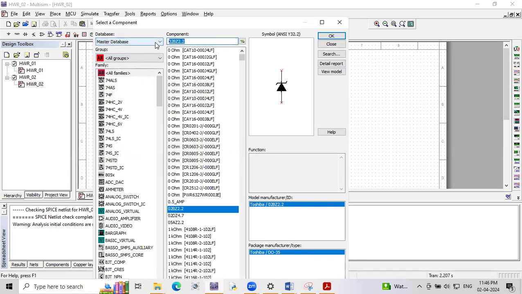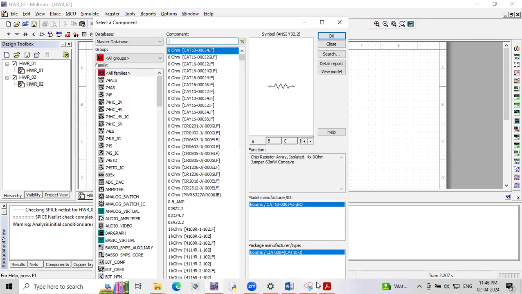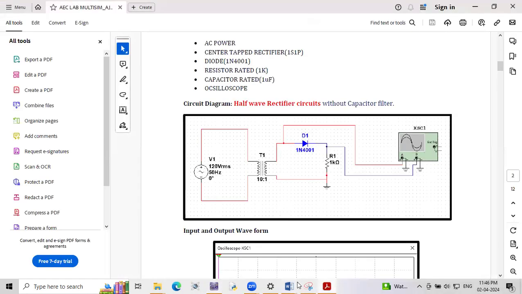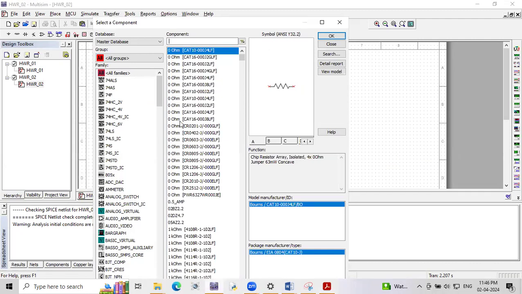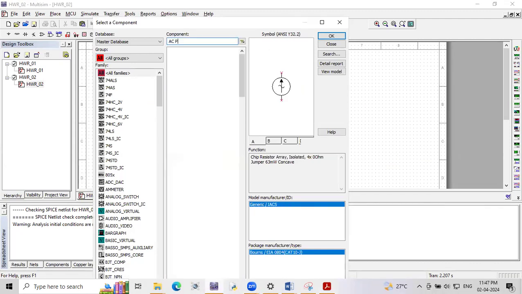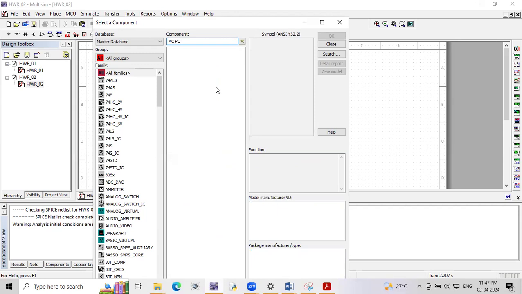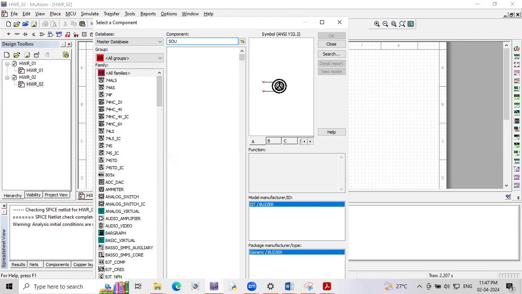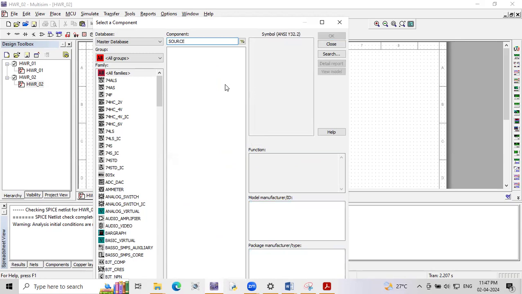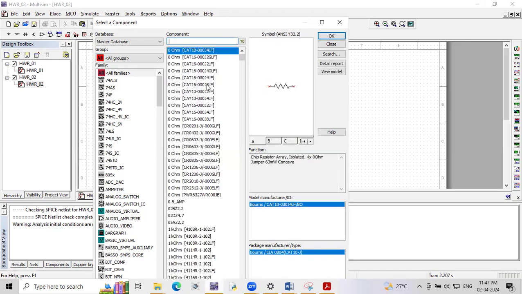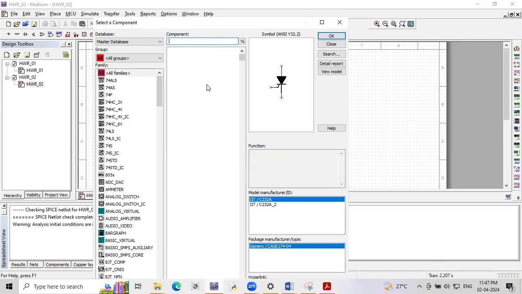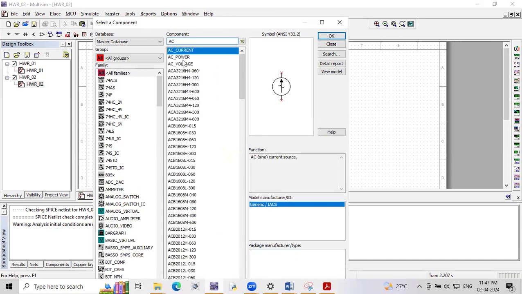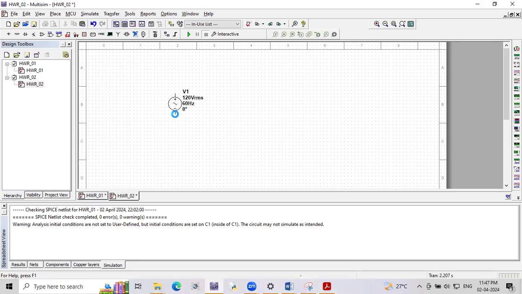Now first I need one AC power. What is there here? AC power. I'm going to choose one AC power source. Just type source, or just type AC. You're going to get the AC power. Place it here.